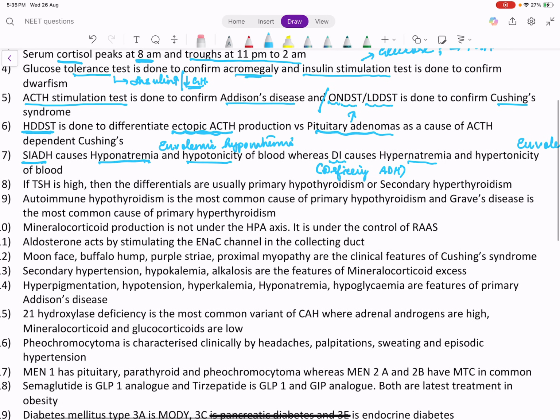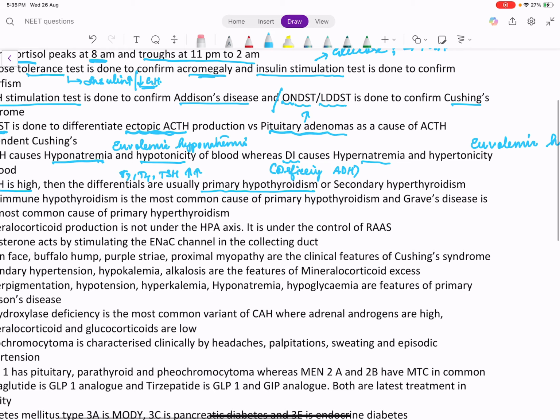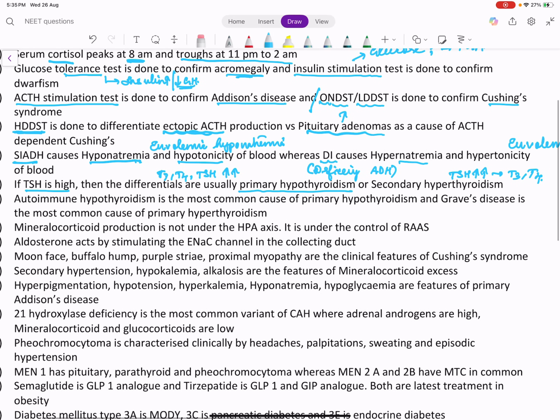Coming to thyroid, if TSH is high, then it means it is primary hypothyroidism. In primary hypothyroidism, T3, T4 will be low. Due to feedback mechanism, TSH will increase from the pituitary. There can be another possibility where there can be a secondary hyperthyroidism. That is, the problem is not with the thyroid gland, but with the pituitary. The pituitary is producing more of TSH, hence T3 and T4 are high. So these are the two possibilities when TSH is high.